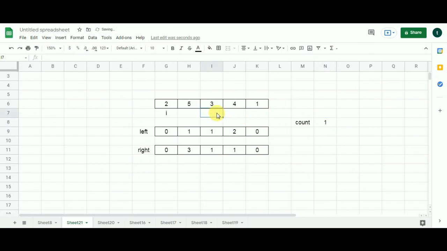J again moves. Is 2 greater than 5? No. So the count variable stays as it is, and I populate 1 in the last cell. Now we have both the arrays filled completely. Let's analyze the value of this cell for the purpose of brainstorming.